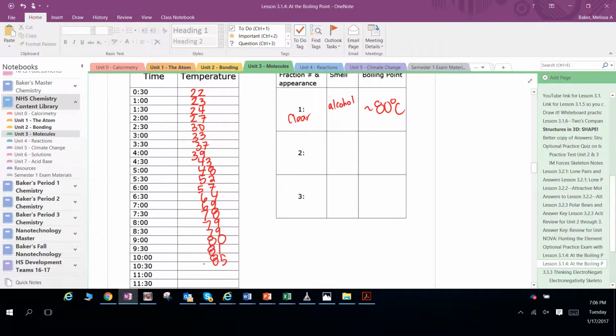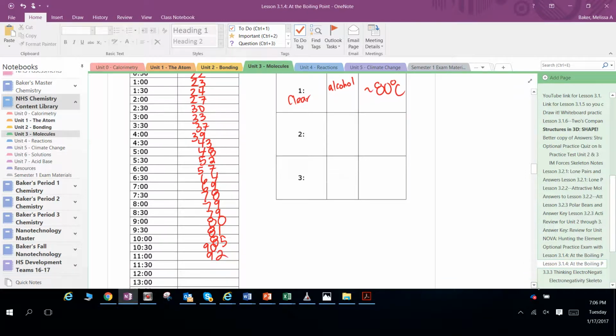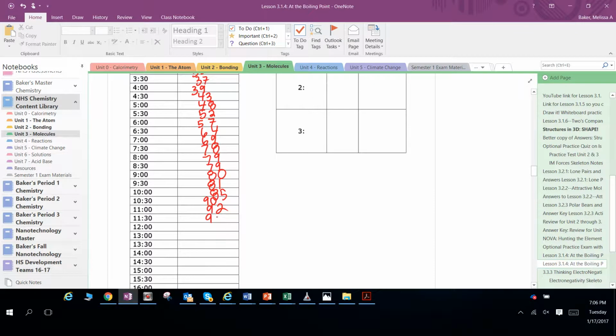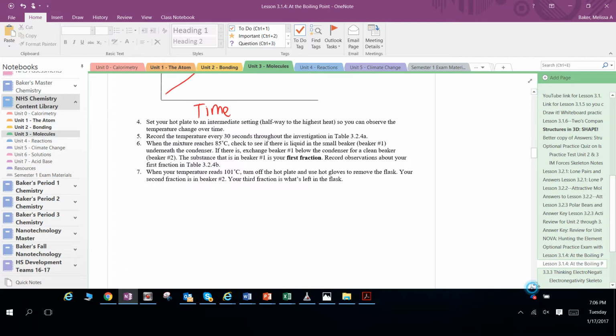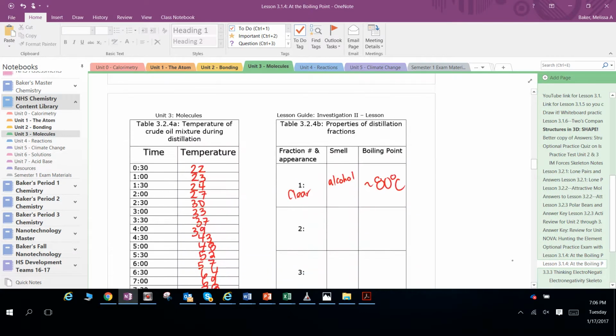So then we kept heating, and the temperature kept jumping up, but it started to slow down as it got closer and closer to 100 degrees. So right around 99, 100, it kind of stayed put for a little while, and then it went back up. And then we didn't want the thermometers to blow up, so we had to stop. So fraction 2 was also clear, and it had a slight alcohol smell, probably from the first fraction.